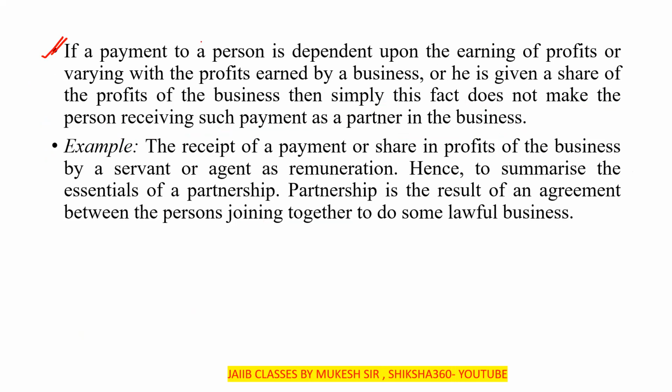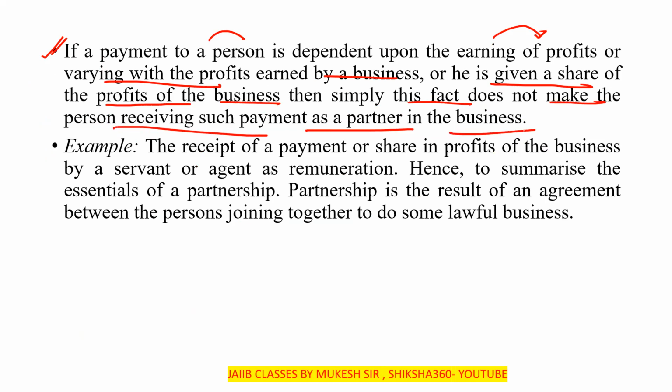So if a payment to a person is dependent upon the earning of profit or varies with the profit earned by a business, or he is given a share of the profits of the business, then simply this factor does not make the person receiving such payment a partner in the business, clear? What is the meaning of that? If we are giving a payment to a person depending upon the profit earned, it does not mean that the person is receiving the payment as a partner in the business, clear?